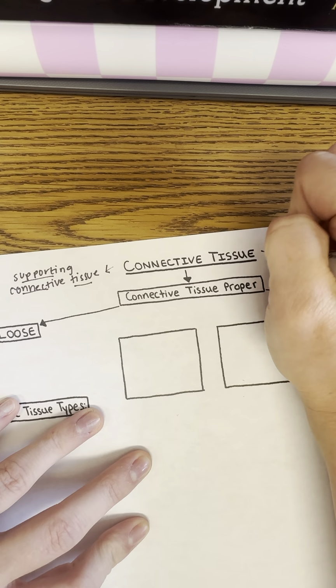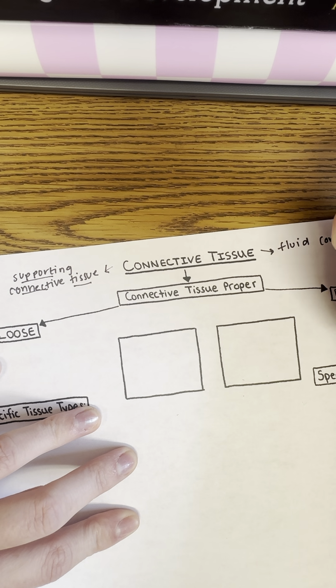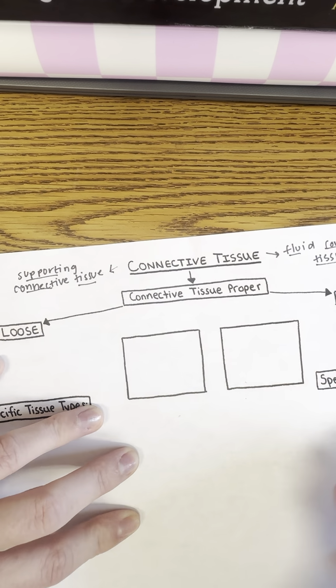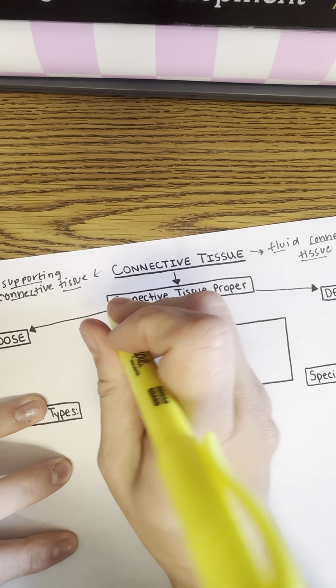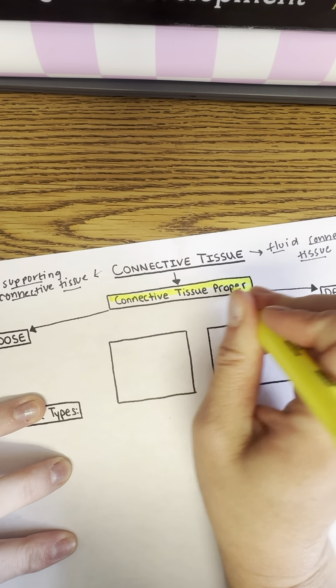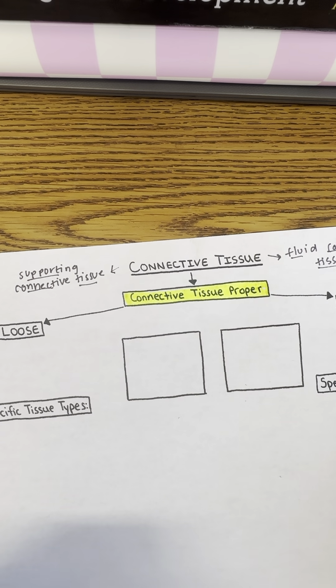A second one is fluid connective tissue. And then our third is what we're going to be focusing on for this drawing. It is connective tissue proper. So I'm going to go ahead and highlight this guy. And as you can see, we're going to further split that into 2 categories, loose and dense.